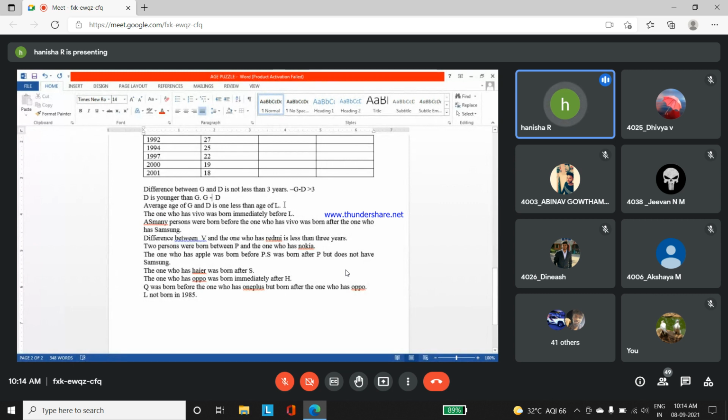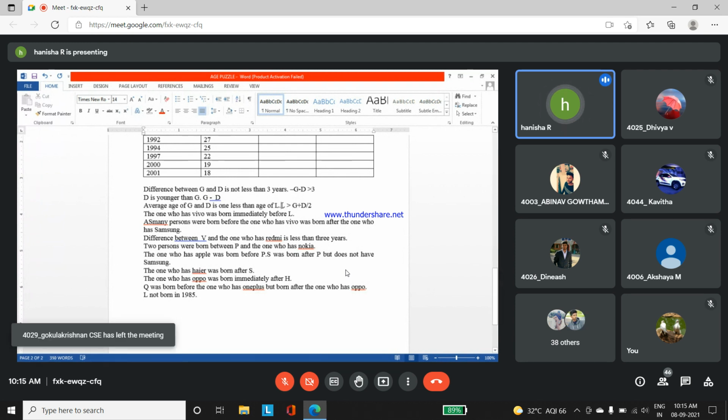The next is: the average age of G and D is 1 less than the age of L. The average age of G and D is (G plus D) divided by 2. This is your average age. It should be 1 less than the age of L, which means the age of L should be 1 greater than the average of G and D. So that is the meaning.